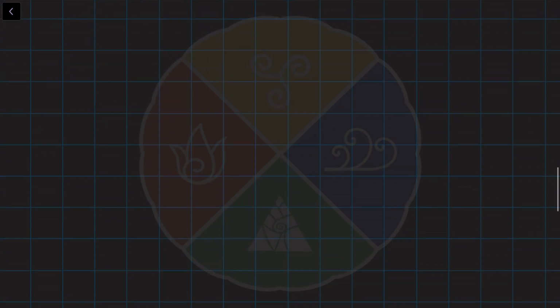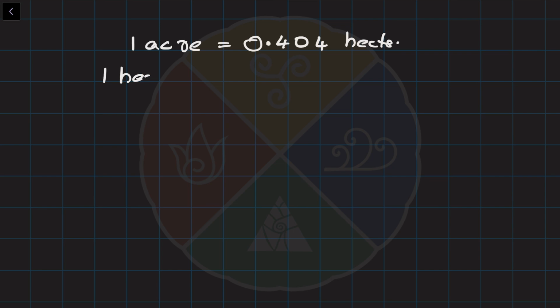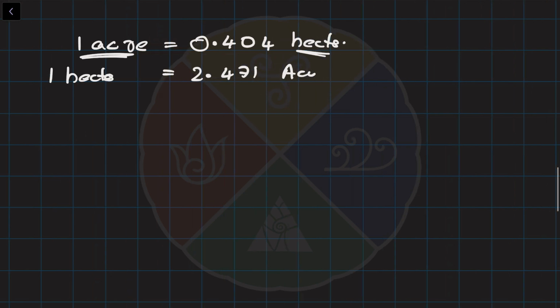There is something more. For example, in most parts of India, we use acres. 1 acre, if you convert in terms of hectare, it will be 0.404 hectares. Or I can say that 1 hectare will be 2.471 acres. Basically, acre is smaller than hectare. That's all you have to remember.